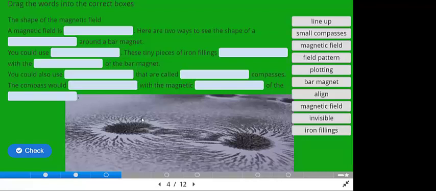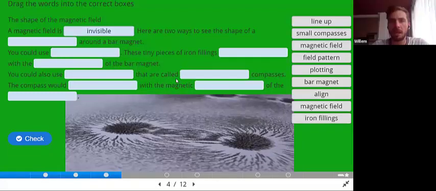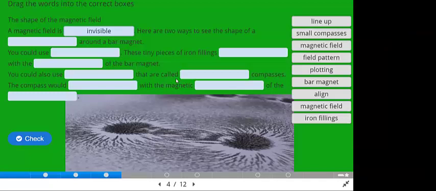A magnetic field is invisible. Yeah, well done. It's not something we can see. Now, here are two ways to see the shape of a what? Magnetic field.